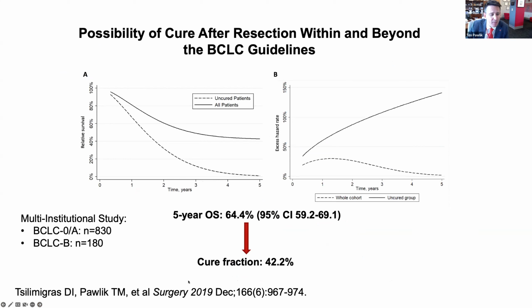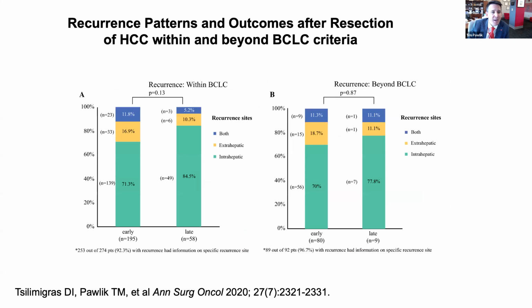This is another paper that we published in Surgery, looking at this idea of possibility of a cure. What's the cure fraction? And we compared patients who were BCLC 0 or A versus BCLC B. And what we found is that for BCLC 0 or A, it was about 47%. And for BCLC B, it was about 38%. So yes, lower in BCLC B, but still about 40% long-term survival in patients who underwent resection.